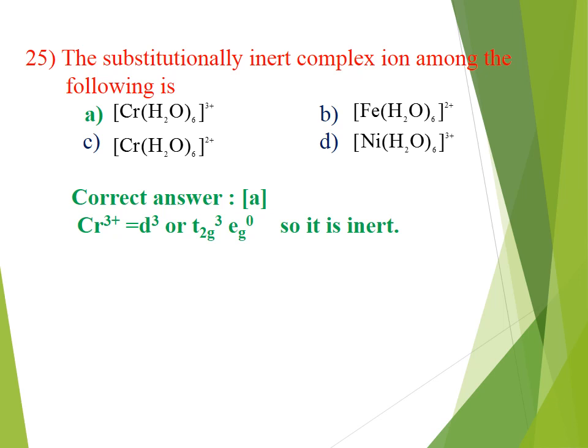25. Identify the substitutionally inert complex among the following. For this question, the option A is correct: [Cr(H2O)6]3+. This is because for Cr3+ the configuration is d3, which will be equal to t2g3 eg0, so it is inert. Therefore, for the 25th question, the correct answer is option A.